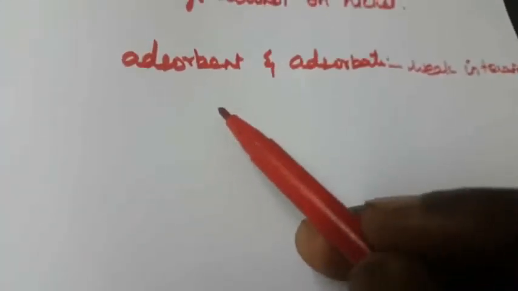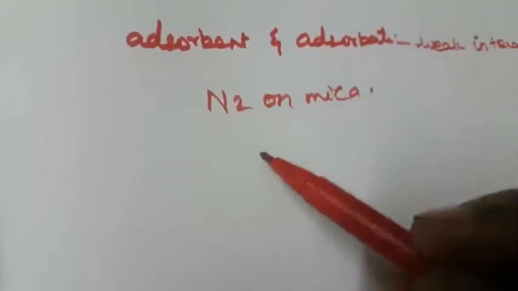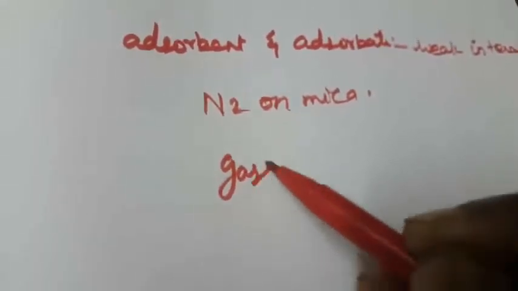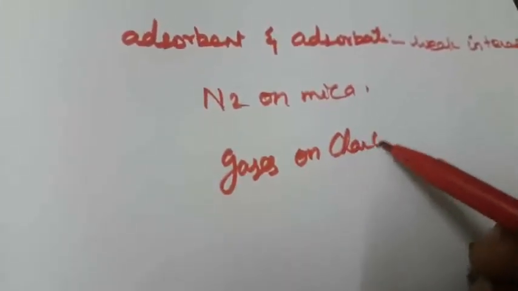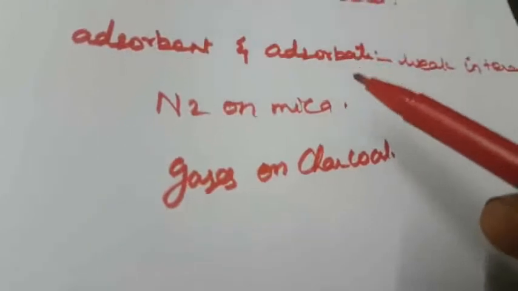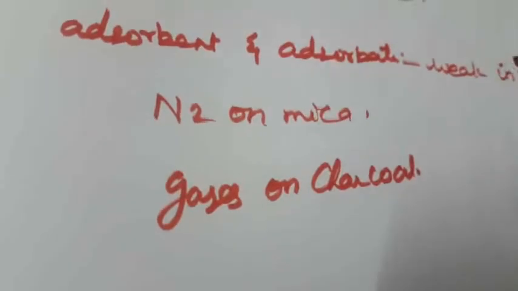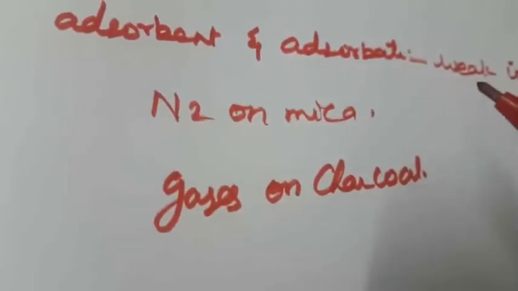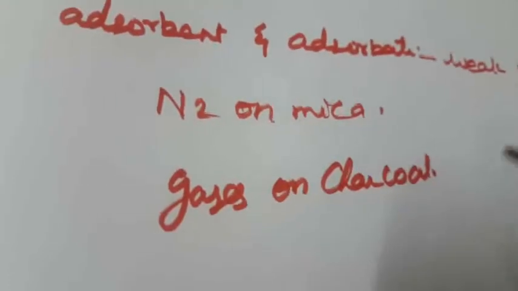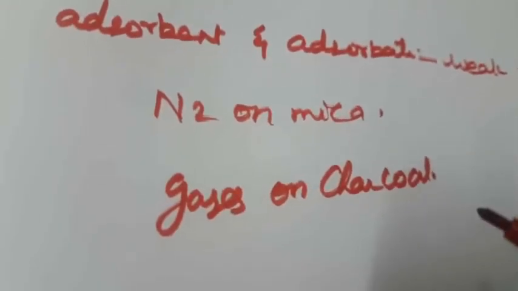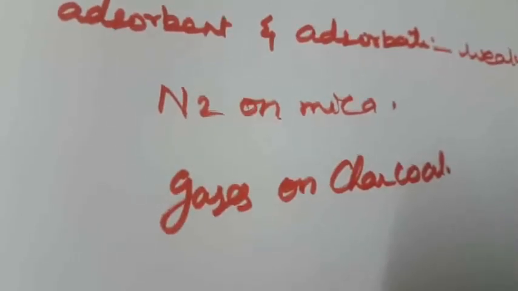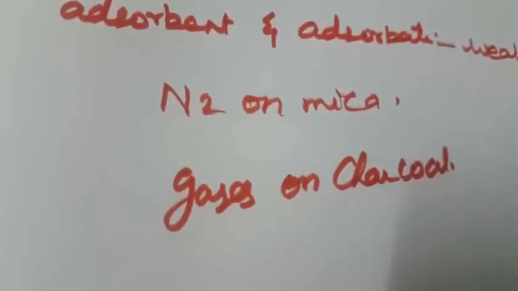Next, what are examples of physical adsorption? Adsorption of nitrogen on mica and gases on charcoal. What is meant by chemical adsorption? The molecules are held together on the surface of the adsorbent and adsorbate using a bond. And what is meant by physical adsorption? Adsorbent and adsorbate are held together by intermolecular forces, that is van der Waals forces and weak forces. This is physical and chemical adsorption.